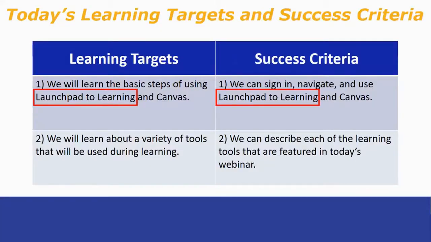Before we dive into the next section of our lesson, let's review today's learning targets and success criteria and see where we are with them. Our learning targets for today are: we will learn the basic steps of using Launchpad to Learning in Canvas. Also, we will learn about a variety of tools that will be used during learning. Our success criteria for today are: we can sign in, navigate, and use Launchpad to Learning in Canvas. Also, we can describe each of the learning tools that are featured in today's webinar.